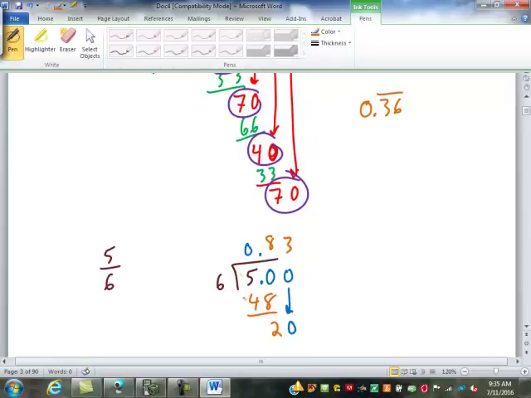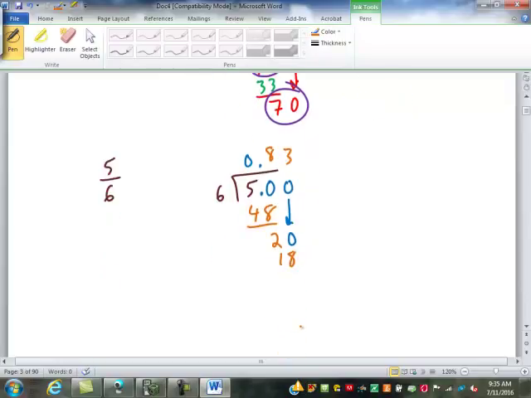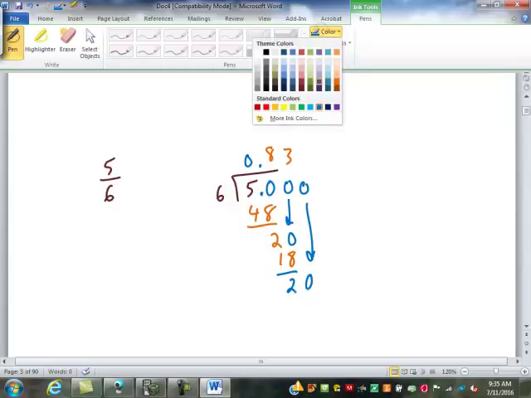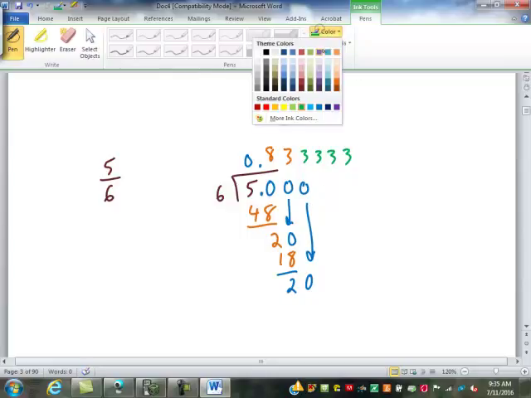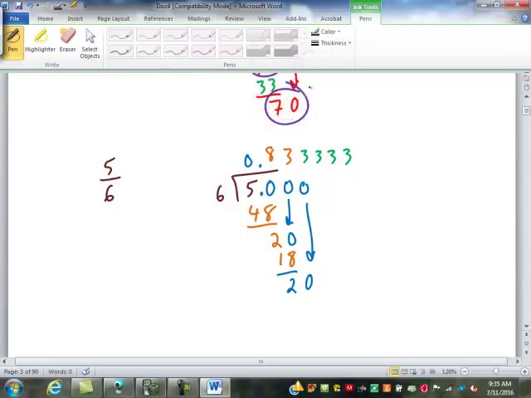3. 3 times 6 is 18. We subtract to get 2. Add a 0, bring it down. Well, 6 going into 20 is still going to be 3 times. It's just going to keep going. 3, 3, 3, 3, 3. So how would we express this one? Perfect. 0.83 with a bar above the 3.